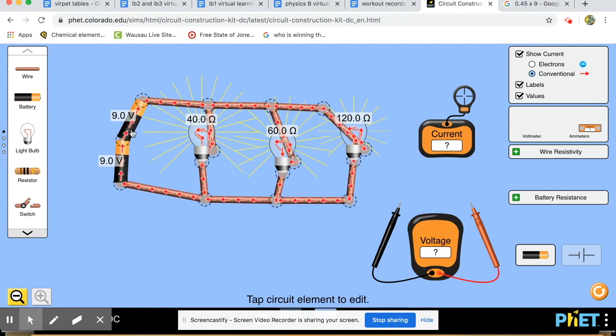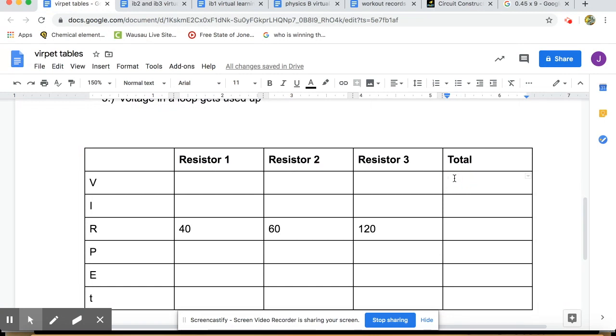But we do know what the total voltage is. Total voltage is just the voltage supplied by the batteries, and that's going to be 18 this time. So the total voltage is 18. Now, this is where it becomes tricky because that's all of our information.